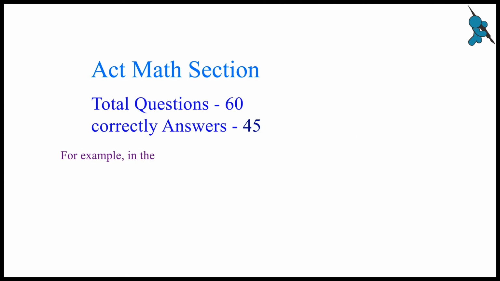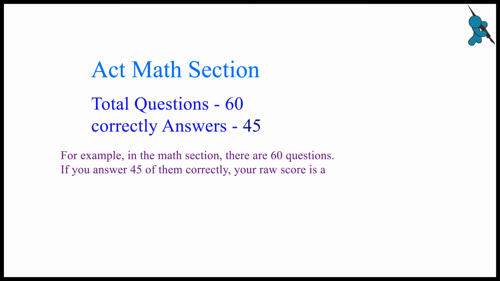For example, in the math section, there are 60 questions. If you answer 45 of them correctly, your raw score is a 45. But 45 isn't the number you will see on your score report.